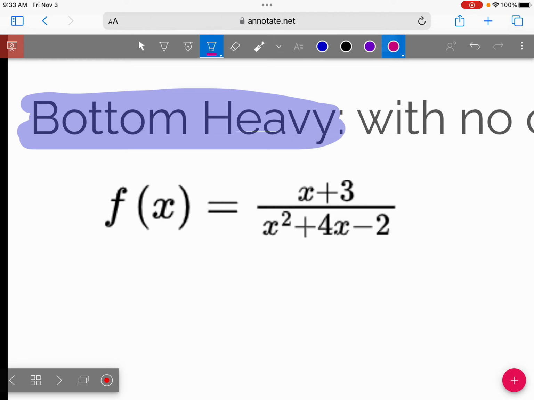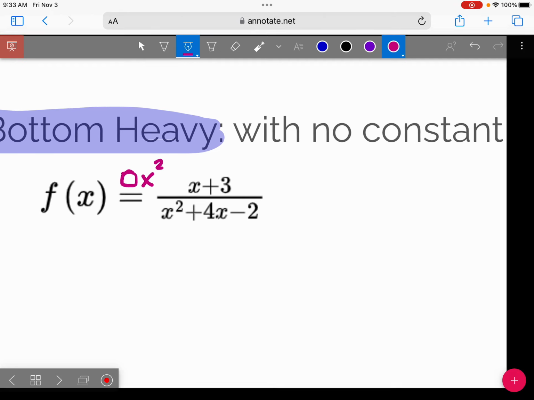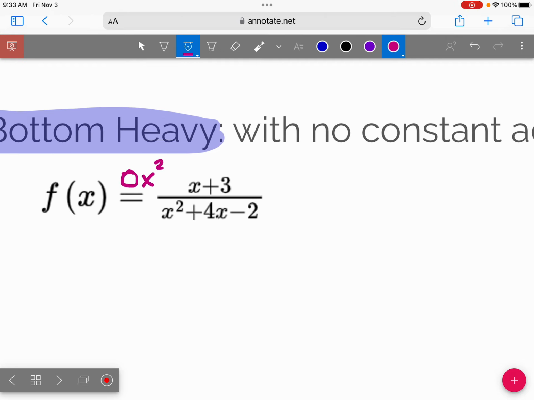Unless we come in here and think about this as them having the same term. So how many x squareds does the numerator have? 0. So it has a coefficient of 0. 0 x squareds. So if we have a ratio of our coefficients of 0 over 1, what is my asymptote? 0.